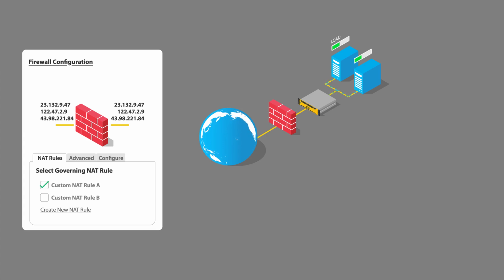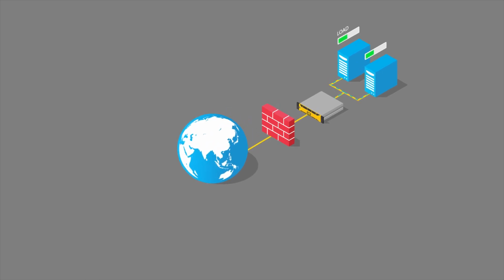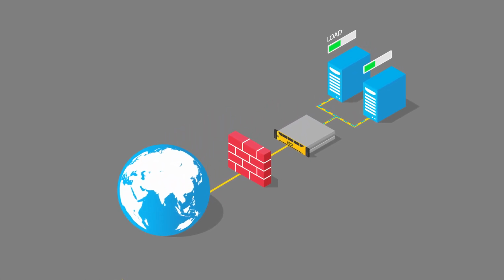The firewall administrator has decided to change the network address translation, or NAT rule, on the firewall for reasons unrelated to application load balancing. However, after this change is implemented, all traffic being sent to the load balancer has the firewall IP address. This change has a significant impact on the behavior of the load balancer.